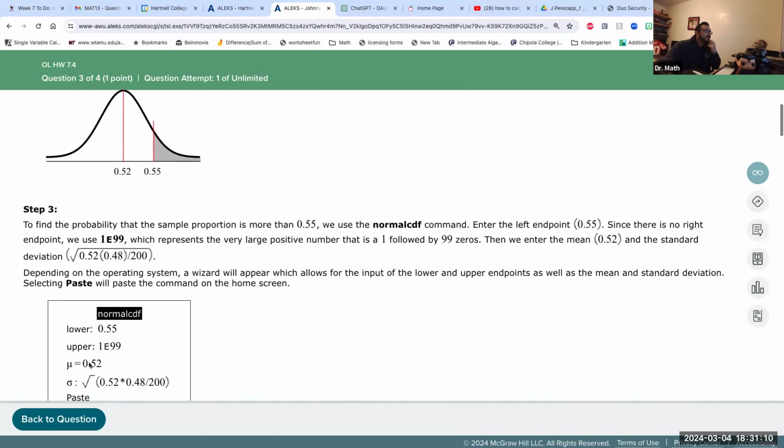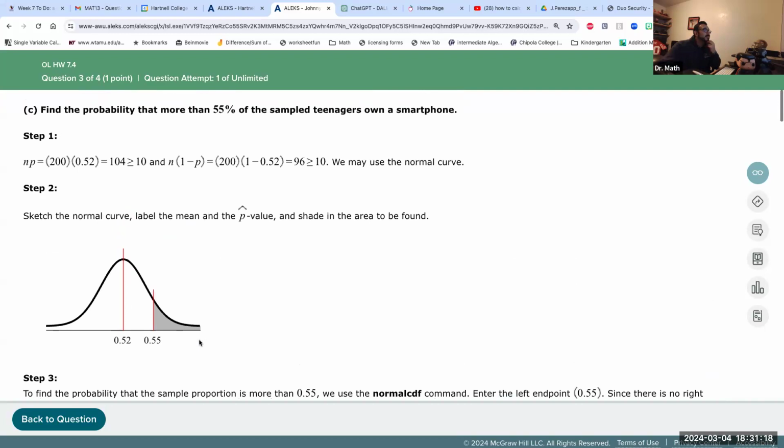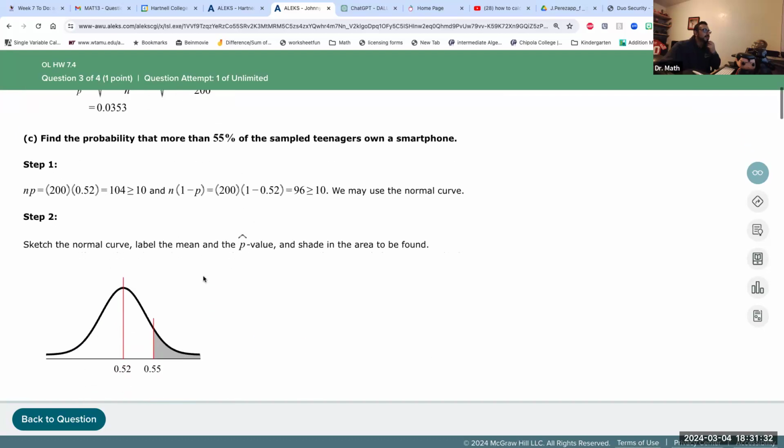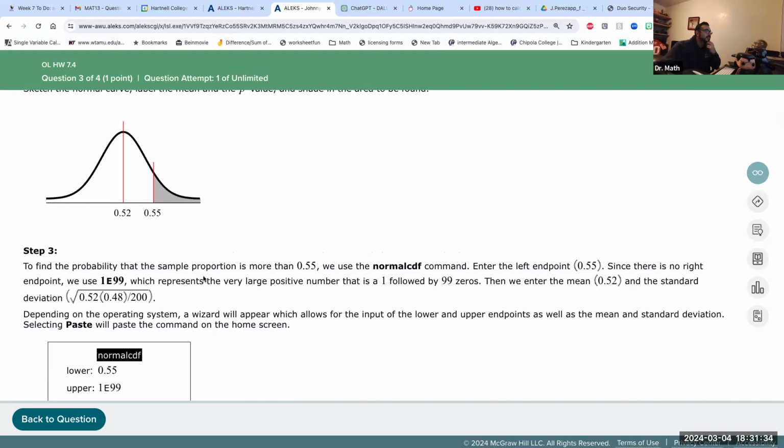And when you plug in, notice when we're plugging in our mean, it's still 0.52. And the standard deviation is still the square root, right? That's what we found in part B here. Our standard deviation of the sampling distribution is still the square root of 0.52 times 1 minus 0.52 divided by 200. All right, so we're going to use that.